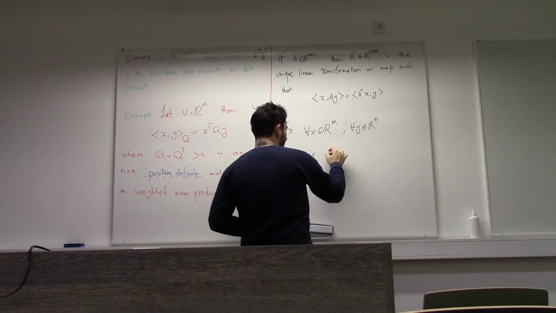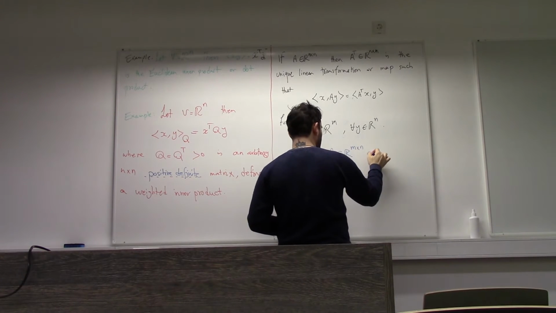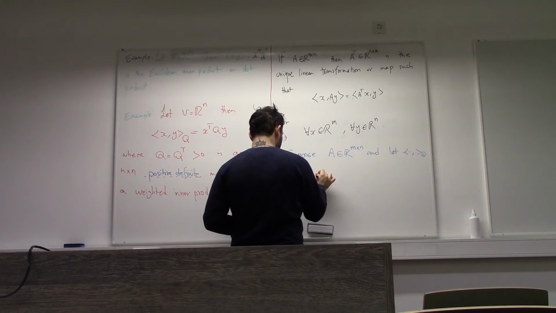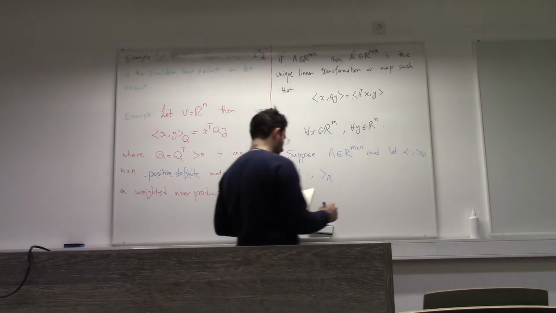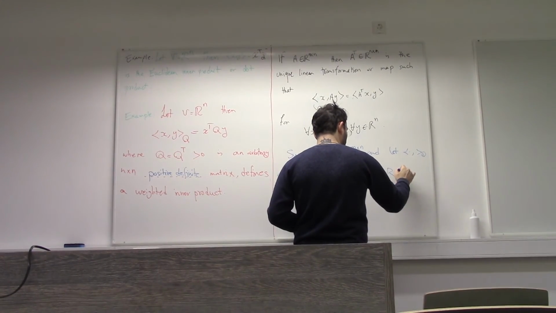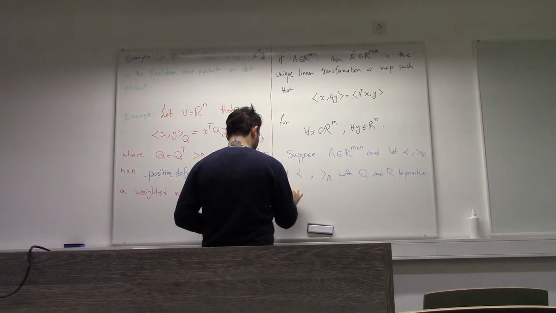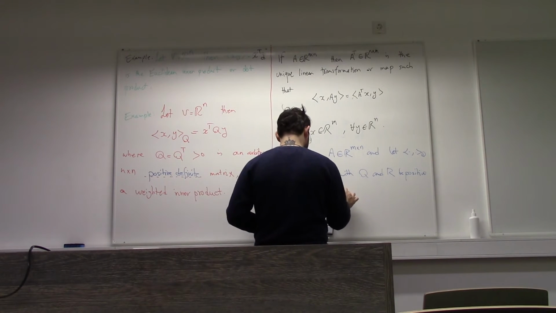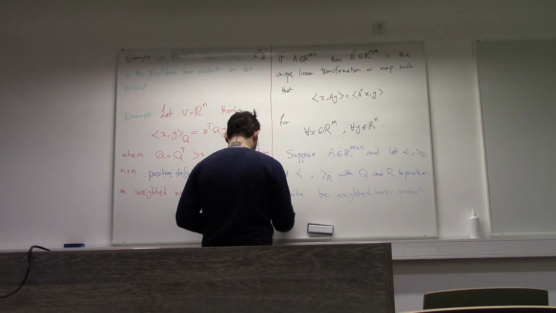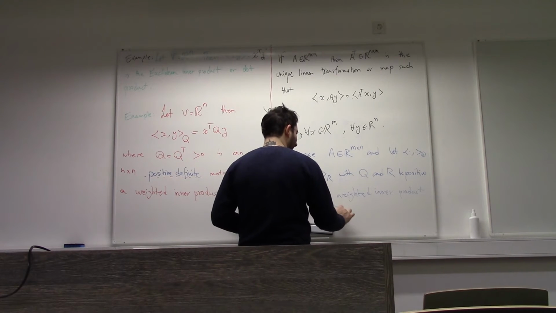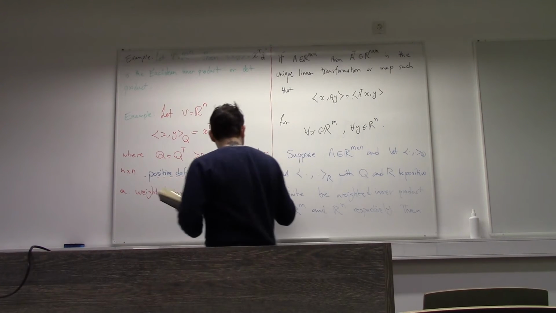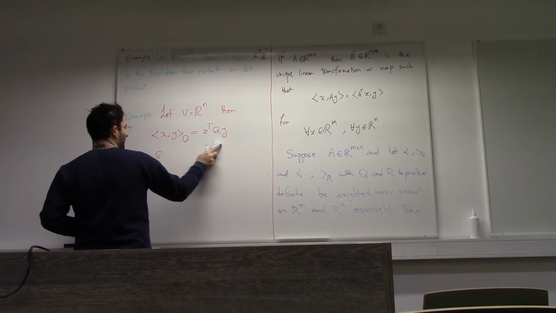Suppose A belongs to R m by n, and let Q and R be positive definite, be the weighted inner products on Rm and Rn respectively. So Q is m by m and R is n by n.